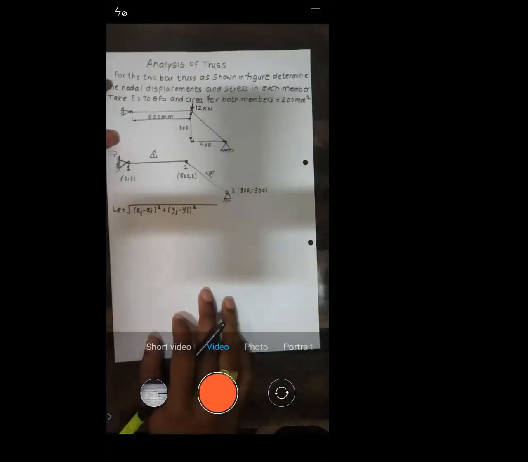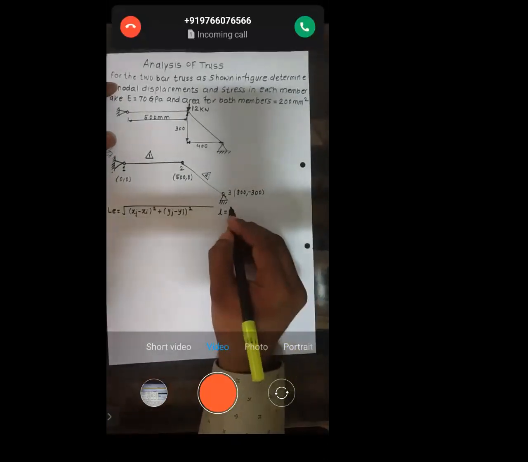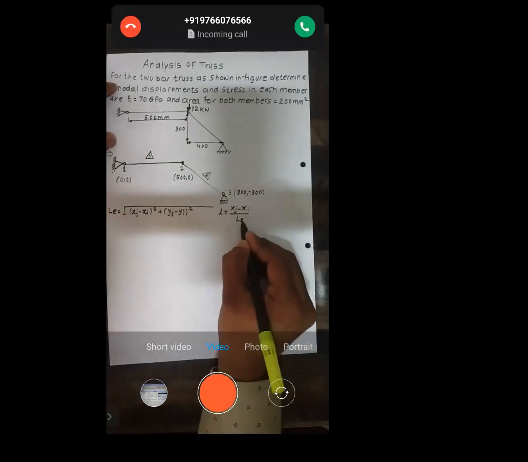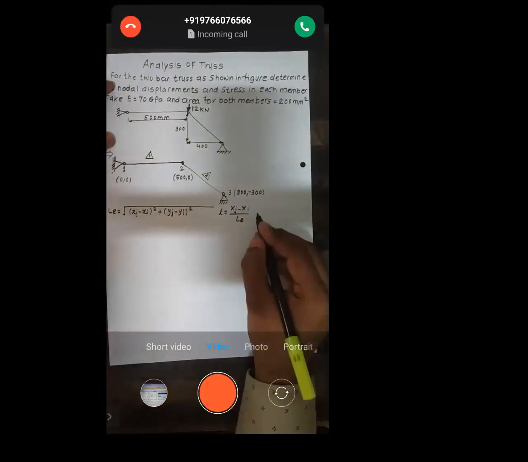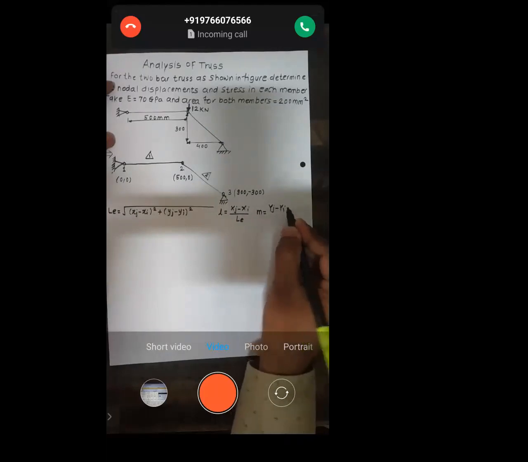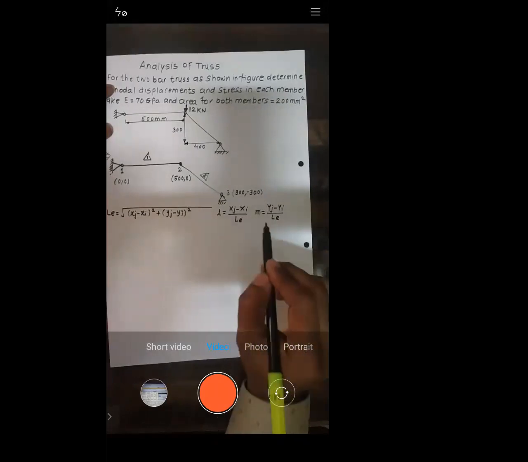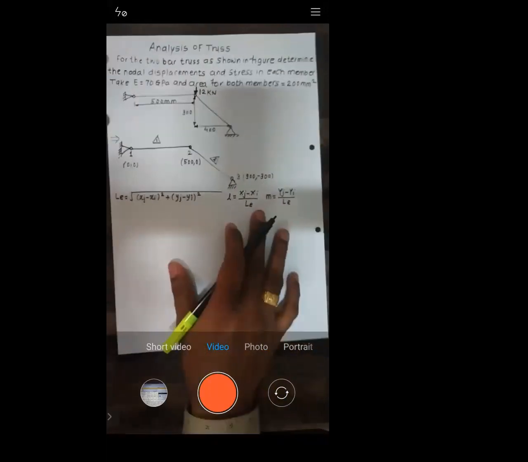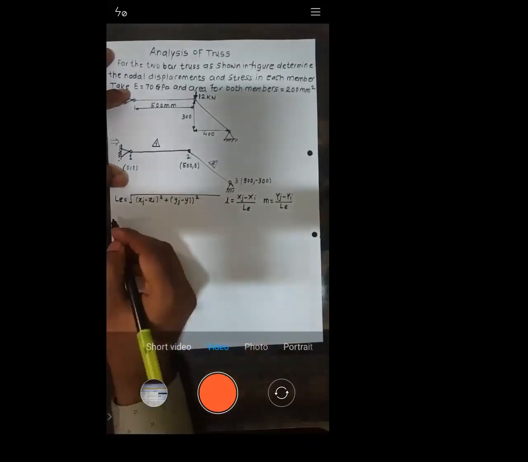Now one more term you require is L. What is this L? It is (xj minus xi) by Le. Try to remember this formula. Next, one more term you require is M, that is given by (yj minus yi) by Le. Try to remember those terms: (xj minus xi) by Le, and similarly (yj minus yi) by Le. These terms you are supposed to remember. Now just come to this table. In this table, the first thing you have is the element number.